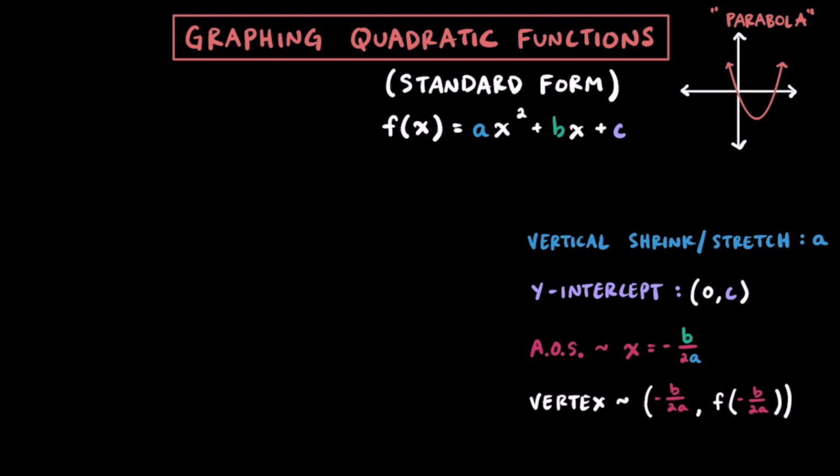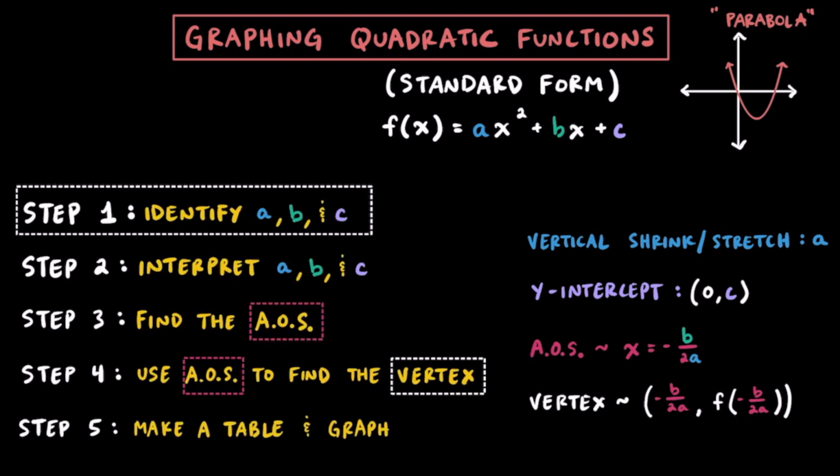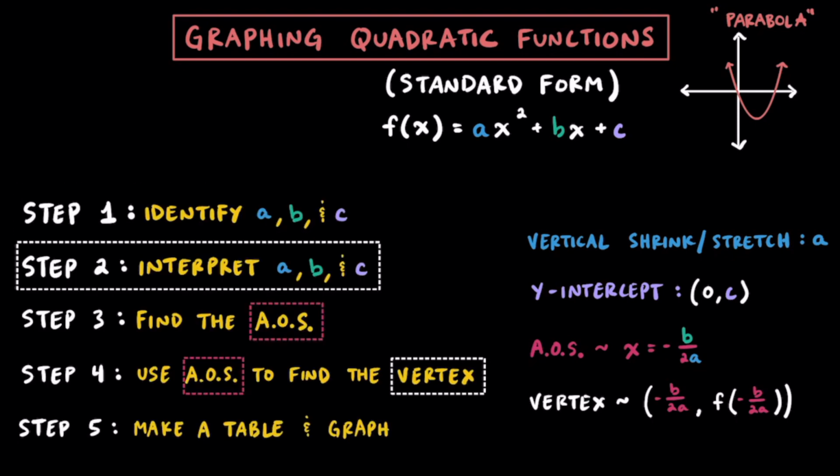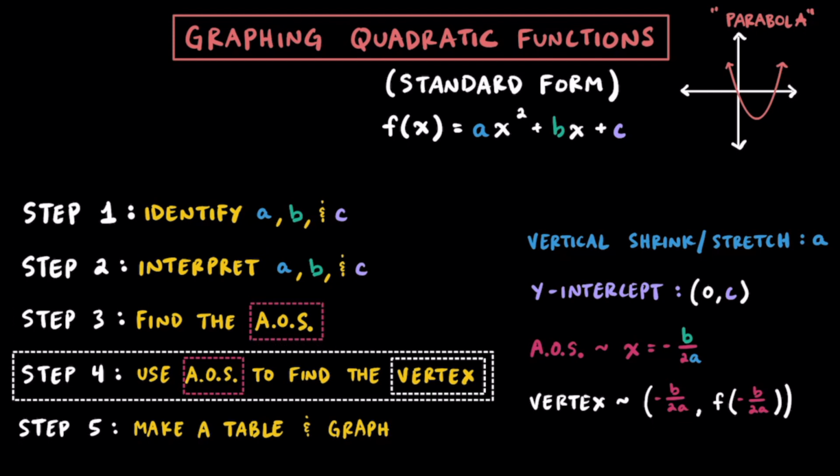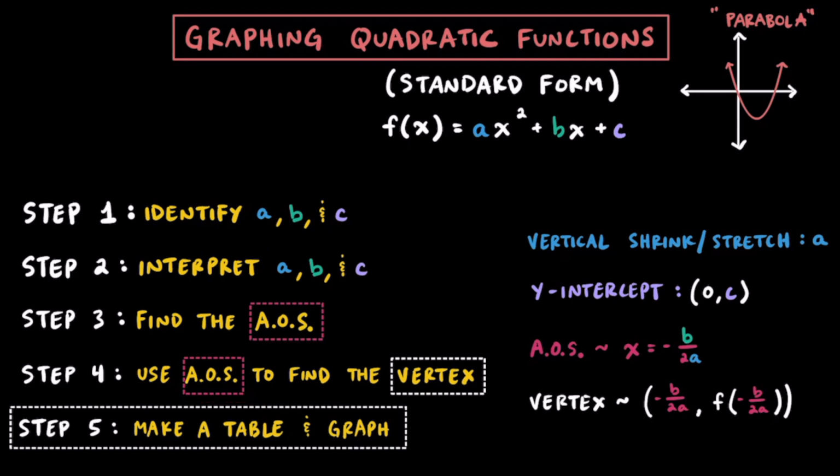Here's how I've summarized how we're going to graph quadratic functions in this video. First, we'll start with identifying a, b, and c. Then, we're going to interpret what a, b, and c mean for us. After that, we'll use a and b to calculate the A.O.S, or axis of symmetry. And then we'll use our A.O.S, which is just an x value, to find the vertex of the parabola. And finally, we'll make a table of x and y coordinates and then graph our parabola.